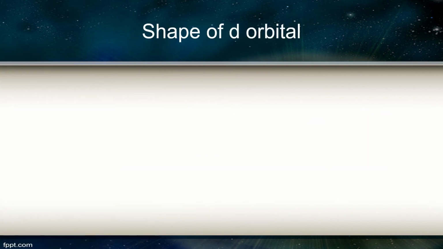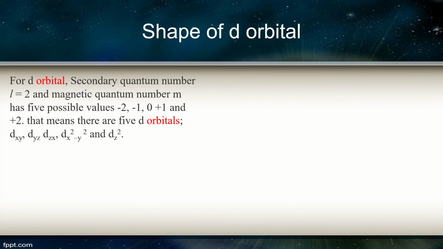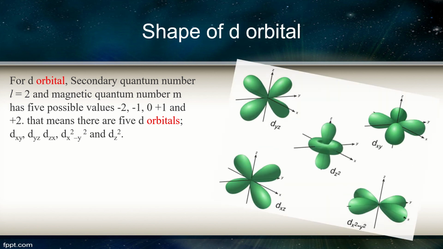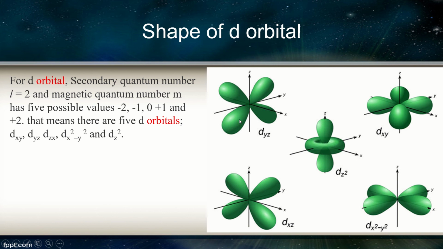Now, the third orbital, shape of d orbital. For d orbital, the secondary quantum number l equals 2 and the magnetic quantum number m has 5 possible values: -2, -1, 0, +1, and +2. That means there are 5 d orbitals: dxy, dyz, dzx, dx square minus y square, and dz square. These are the 5 d orbitals.